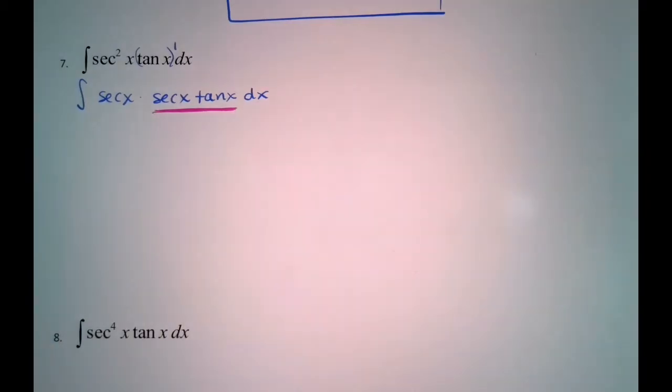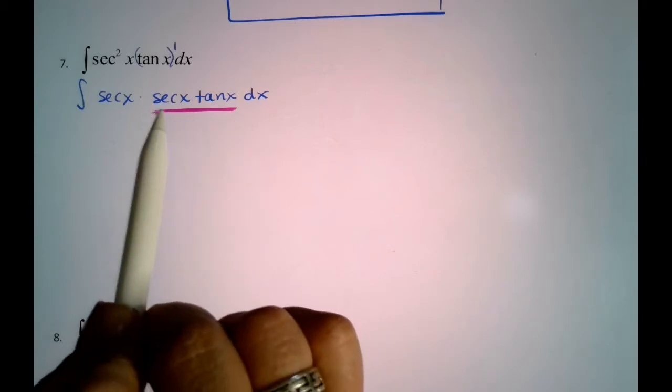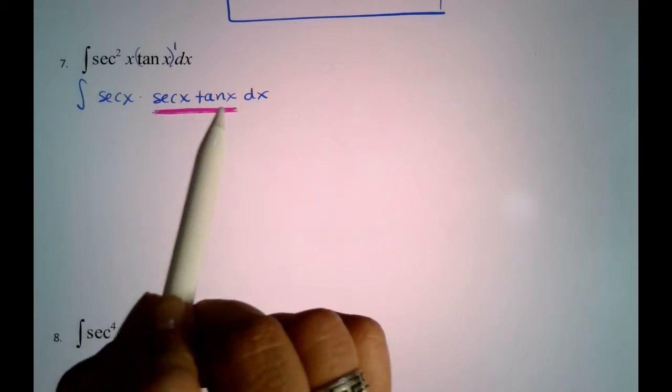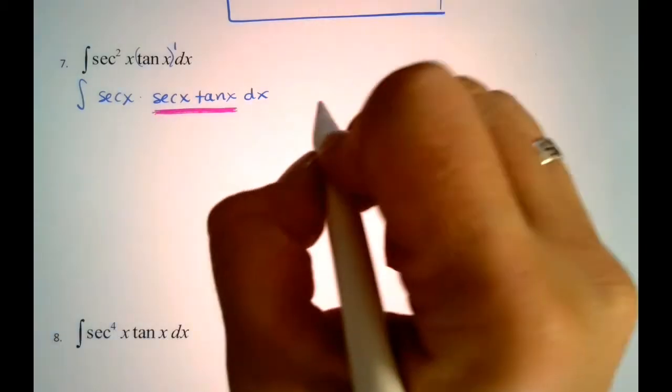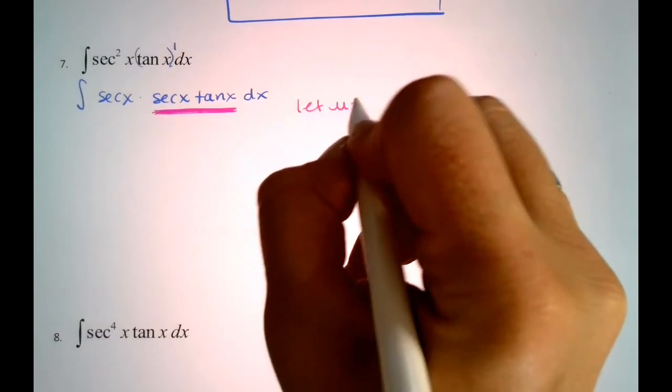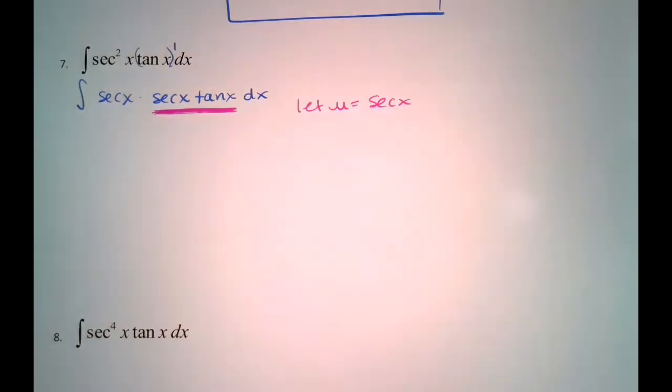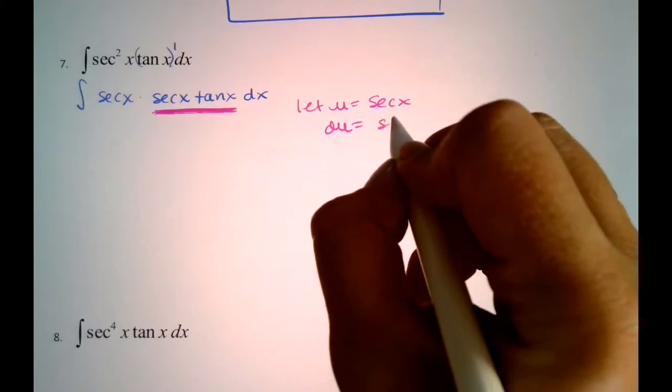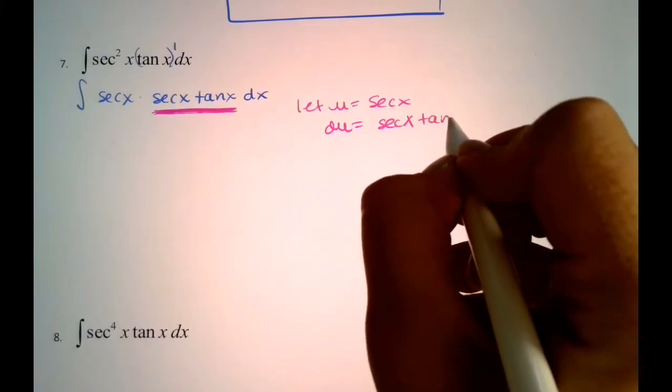Convert everything over to secants. Well, that's all I have left is a secant. So I don't really have anything else to do here. What I'm going to do is take their advice. The reason we're saving this is because that's going to be the derivative of something. What I'm going to do here is, again, a basic u substitution. I'm going to let u equal secant. And its derivative is secant tangent.